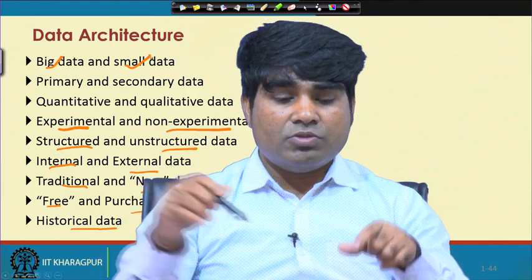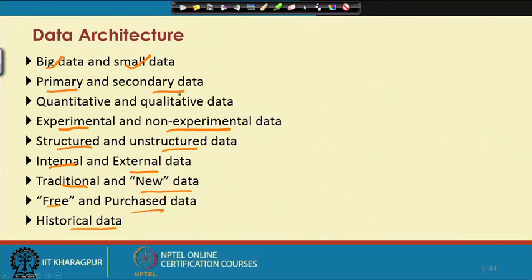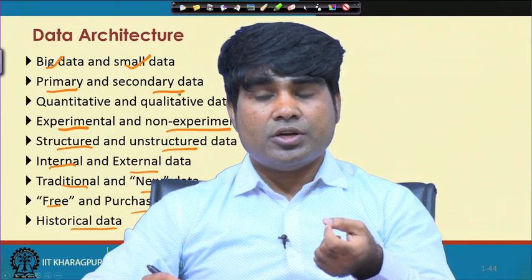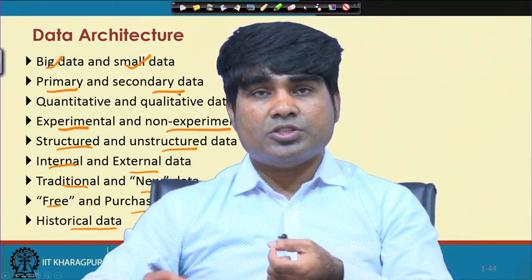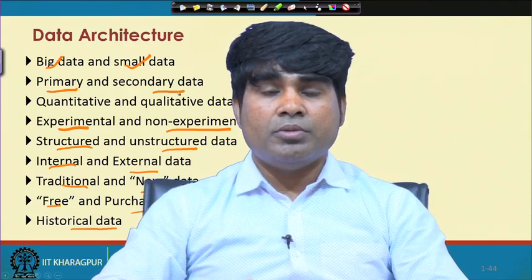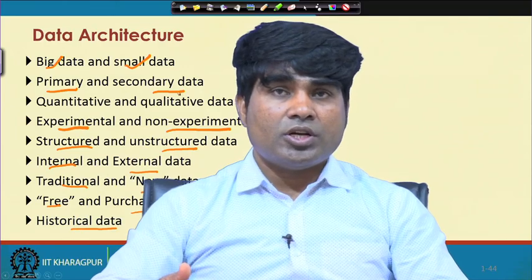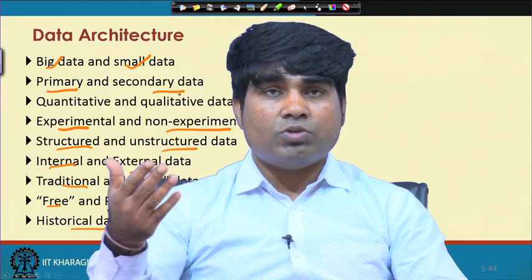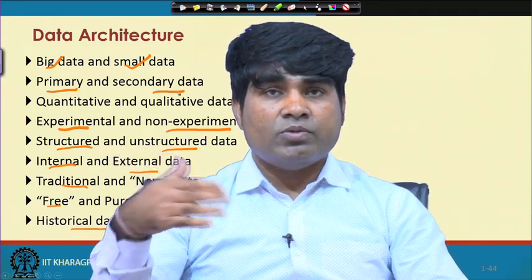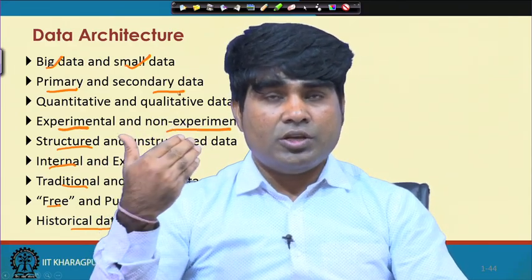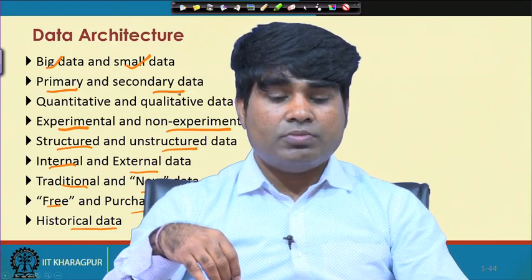Then the second understanding must be primary data and secondary data. Primary data means you are collecting at the root level, and secondary data means somebody collected it for you. For instance, any data you are collecting from a database is a classic example of secondary data. Primary data means you just go to some organization and collect information like what is your name, what are your qualifications, what is your age, what is your salary. These are first hand information you are collecting, and this is the example of primary data.